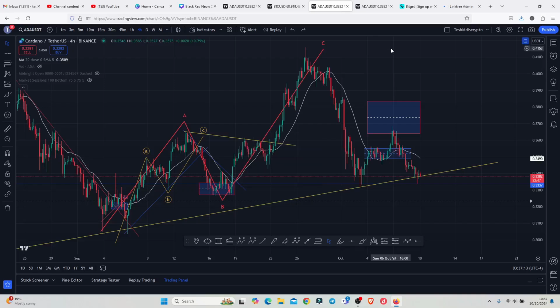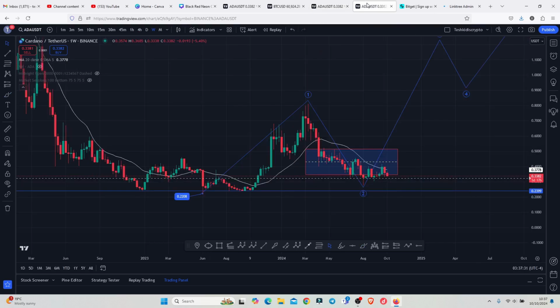Cardano at the time of this recording is seeing a bit of a breakdown move, but continues to hold above a key area of support above the 0.3337. And on today's video, I will be discussing the significant key areas of support that you need to continue holding above, and above all discuss my long-term price prediction analysis. So make sure that you stick around till the end of the video.